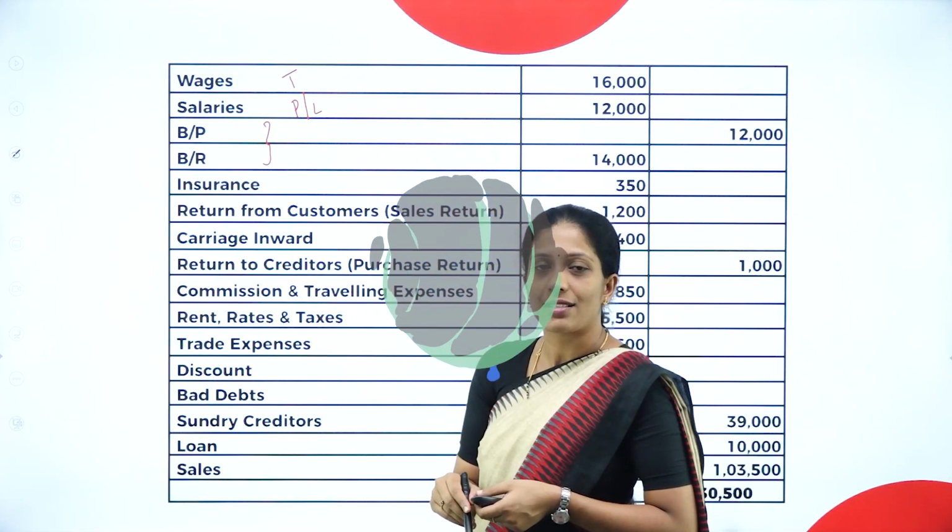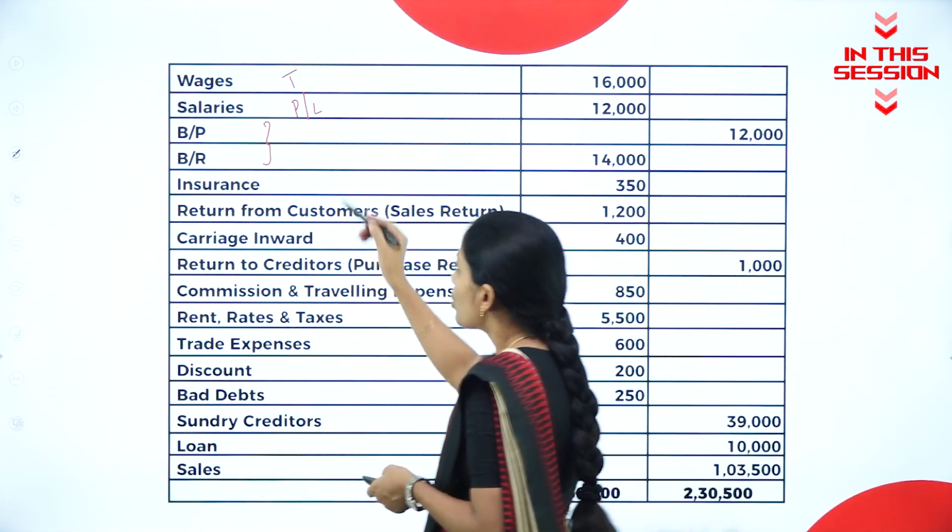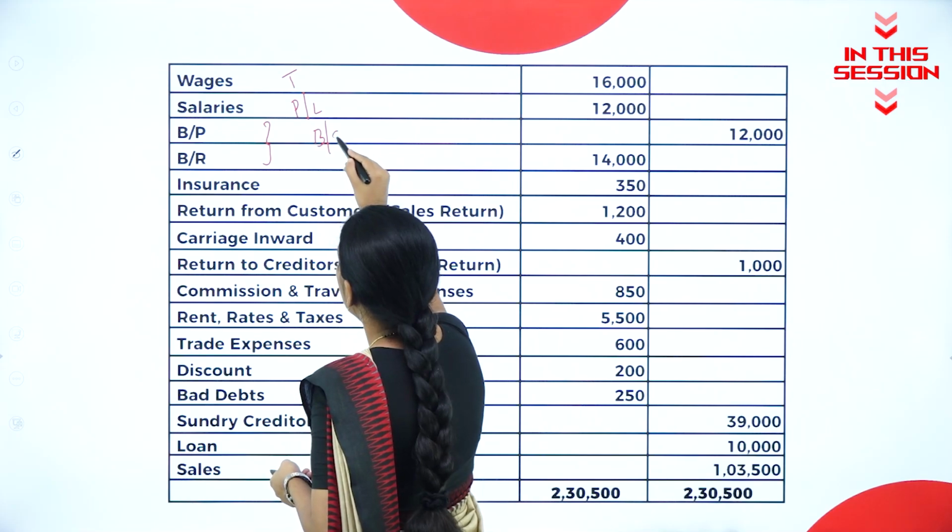Bills receivable is an asset, bills payable is a liability. So where do you record this? This in the balance sheet.